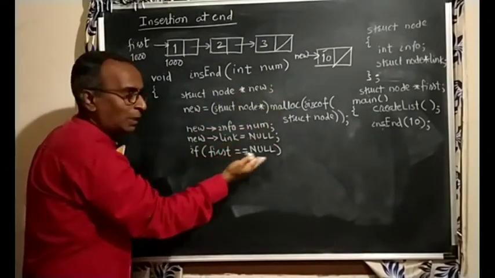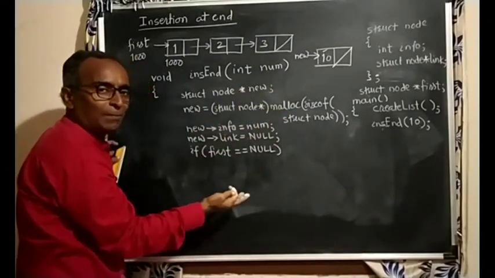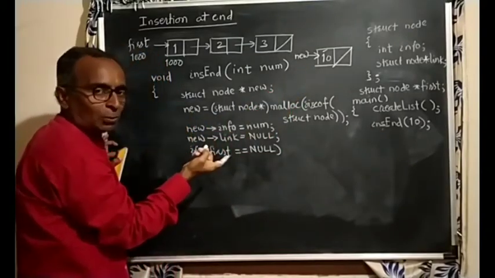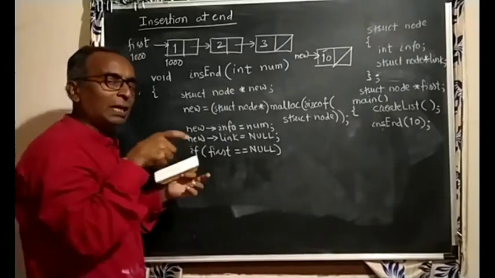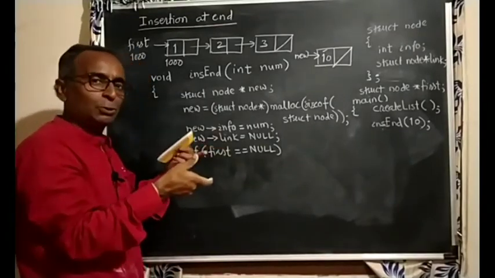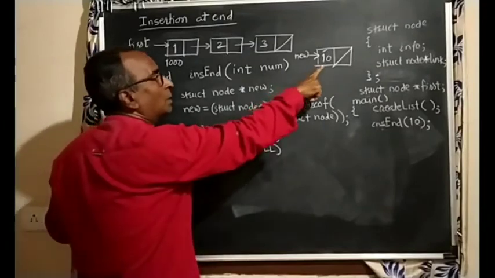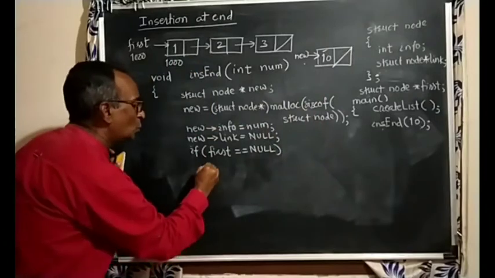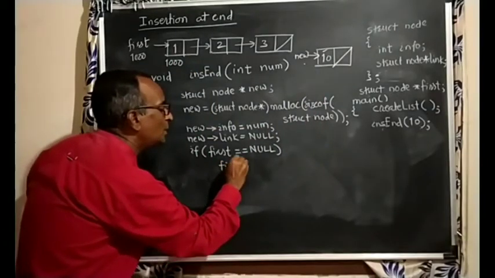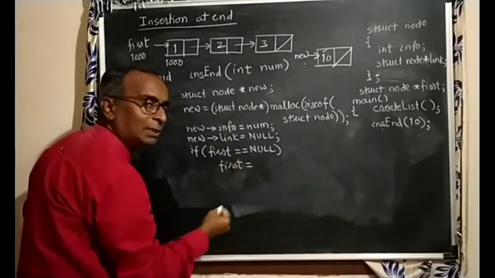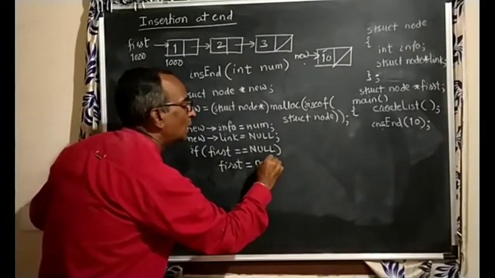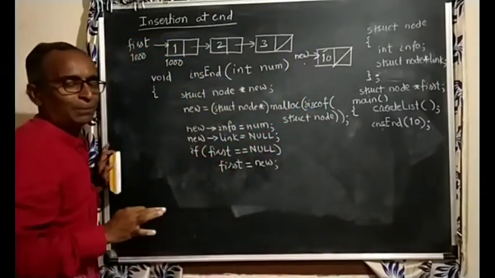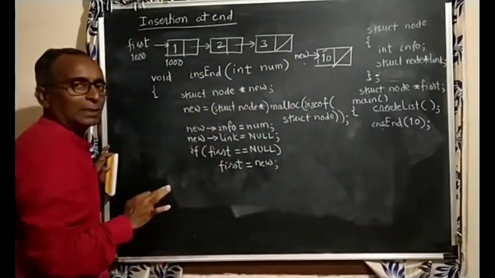If the linked list is not created, if first is equal to null, then obviously this newly created node will be the first node. In an empty linked list you are adding one node, so that node will be the first node. So you have to adjust only one pointer here, first. First is given new, that's it. So first will be pointing here and this will be the first node. So you are changing first in this case.